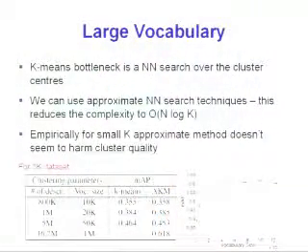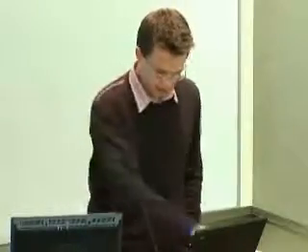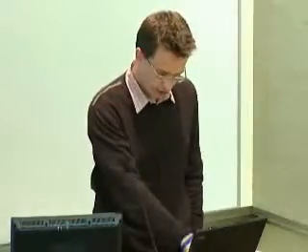The bottleneck for k-means is basically a nearest neighbor search, from every descriptor to every cluster center. And we can actually use approximate nearest neighbor search techniques to reduce the complexity to order n log k. Empirically, for small k, the approximate method doesn't seem to harm the cluster quality. In the table on the bottom left here, I've compared flat k-means, or standard k-means, to approximate k-means, and you can see the differences are negligible. But we're able to scale the approximate method to much larger vocabulary sizes.